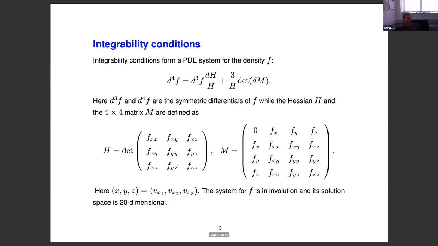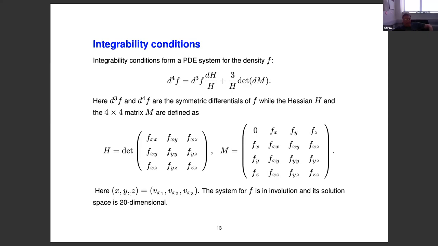Okay, so integrability conditions. F is a function of three variables. F is our Lagrangian density. This F is a function of three variables, Vx1, Vx2, Vx3. Let me call them x, y, z, right? So F now is a function of x, y, z. I need a system of differential equations for F.